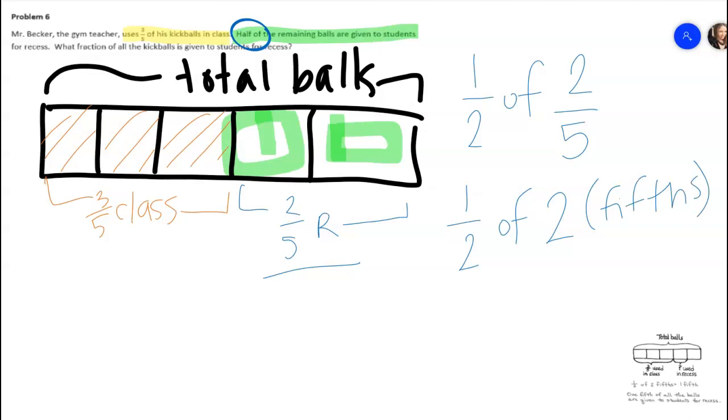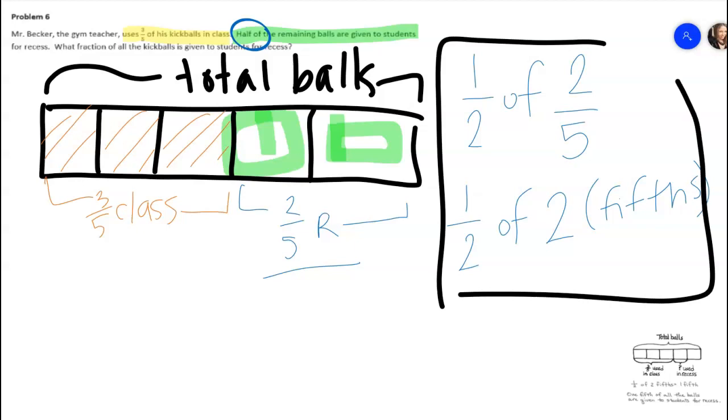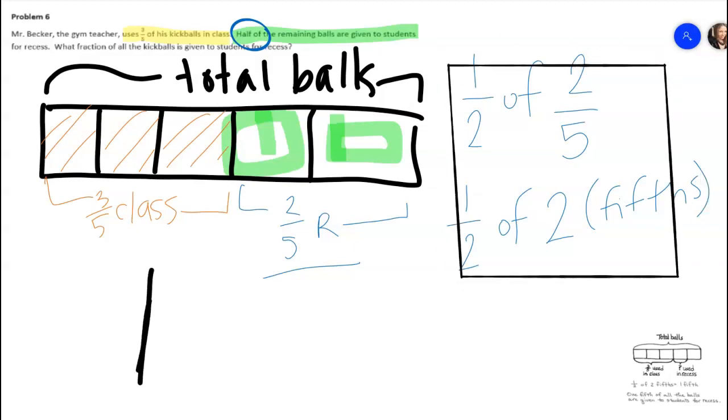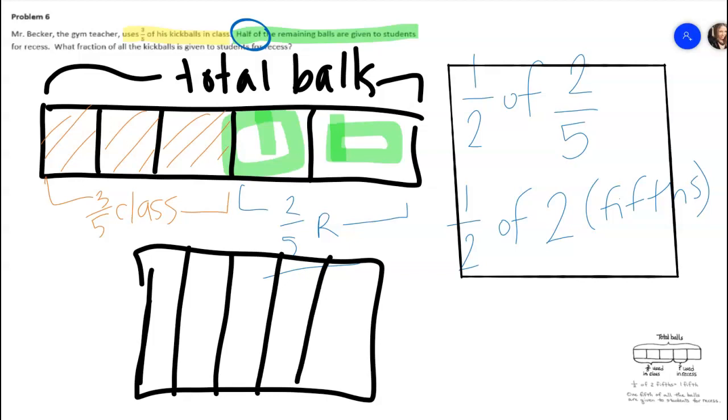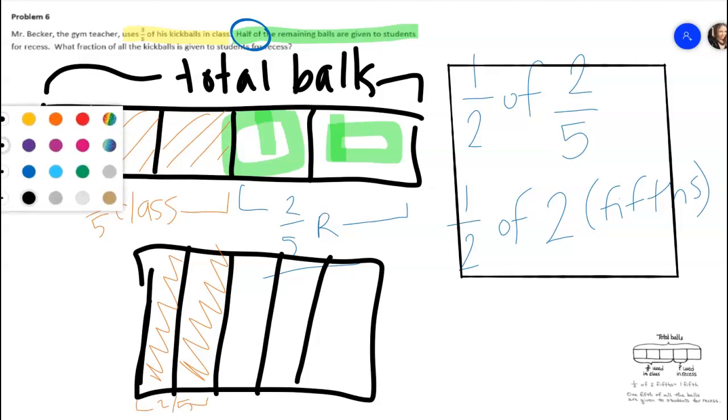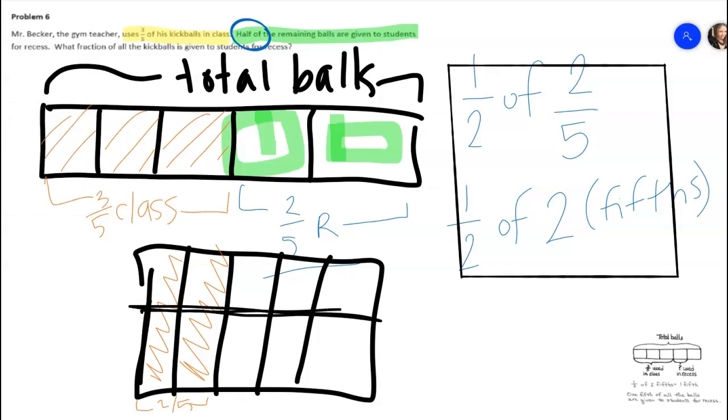So if we were now to take this information and insert it into a rectangular model, we're looking for 1/2 of 2/5. Let's break this into fifths and let's color in 2 of those fifths. Okay, that's the amount remaining, and we're looking for 1/2 of that 2/5. So we have to cut our whole into halves, and then we're going to double shade the 1/2 of the 2/5.